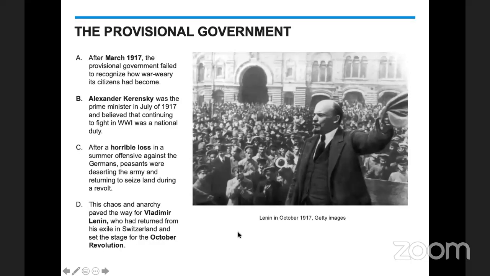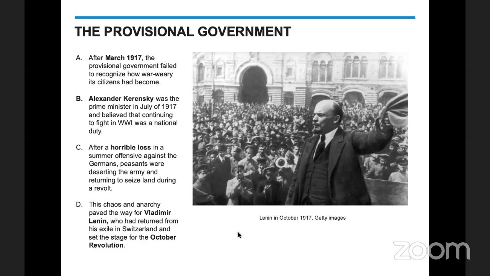All right, so after this, we're going to see kind of a division. And one of the big failures of the provisional government is that they're not going to understand how war weary the people are. Kerensky is going to be the prime minister of this new government. He'll become prime minister in July of 1917. And he feels that continuing in World War I is a national duty. And that is where we're going to see it's probably a very huge mistake.